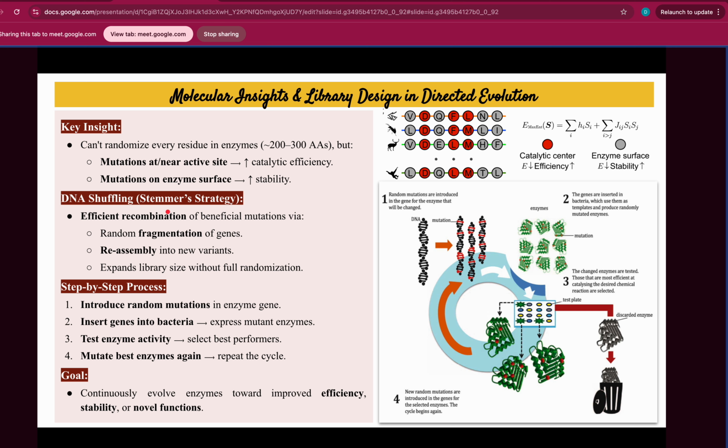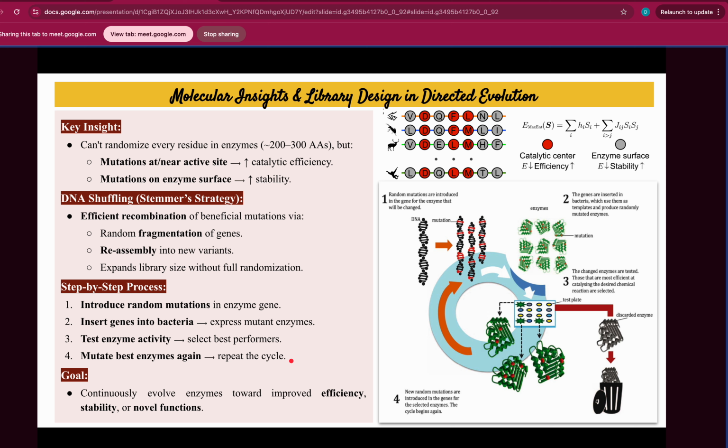Next was DNA shuffling, the Stemmer strategy, which we have also seen: if we do not know where to perform mutations, then we can reshuffle the DNA. We can combine different gene units together and design a new protein out of it. So step by step: introduce random mutations in the enzyme gene, insert the gene into bacteria, express the mutated enzymes, test the enzyme activity, and then mutate the best enzyme again.